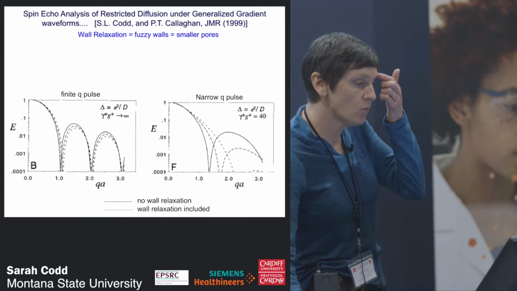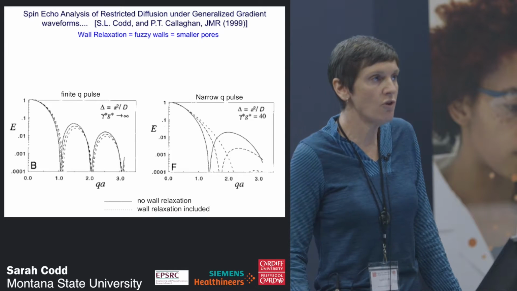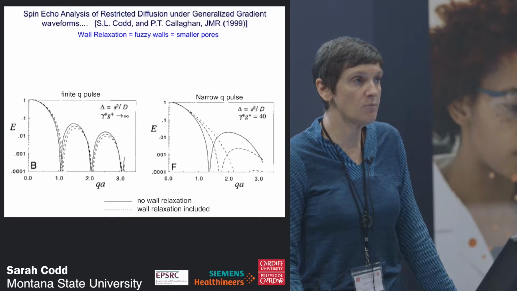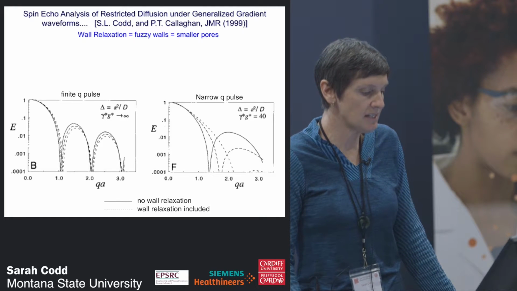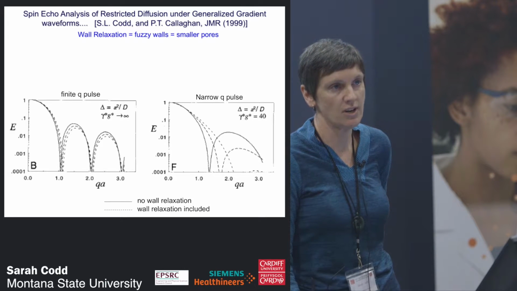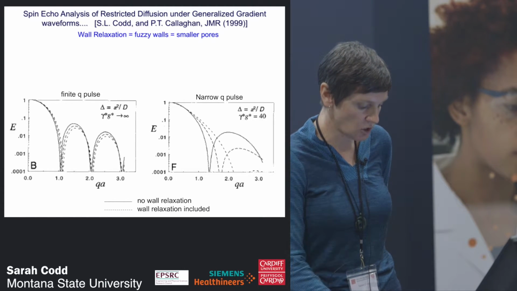We also, in that same work, went on and looked at the idea of wall relaxation. Wall relaxation was not such a problem with finite pulses, but in the narrow pulse approximation it did the same idea. If you included wall relaxation, then you could get a misregistration of the size of the structure that you were trying to measure.